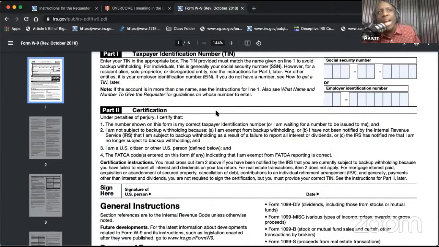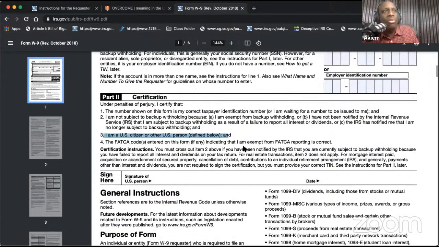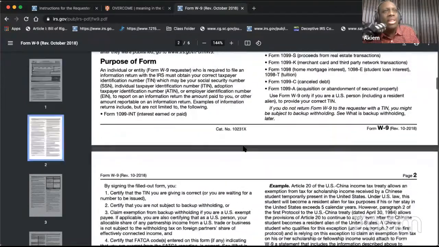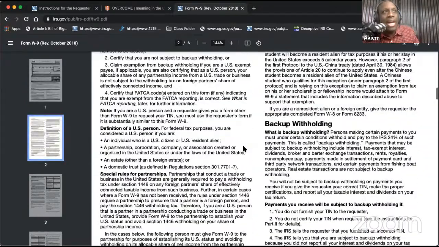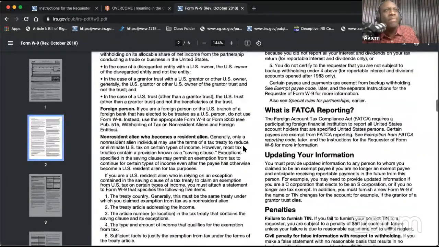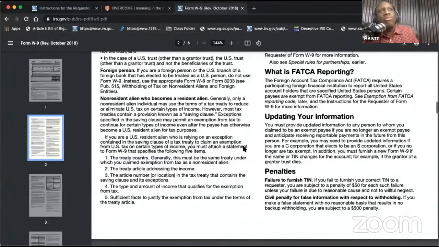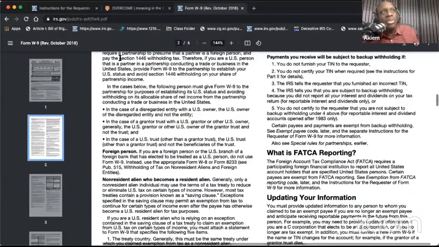That's an interesting statement they're putting there. I would have to share in a private membership to give detail. They don't like me revealing what that means to you. And C, the IRS has notified me that I am no longer subject to backup withholding. And 3, right there, bold as day, I am a U.S. citizen or other U.S. person defined below. Now, where's the definition below? It says as defined below. They don't even give you what they mean by as defined below. So you got to go find what the definition of a U.S. person is, which is right here in this section.